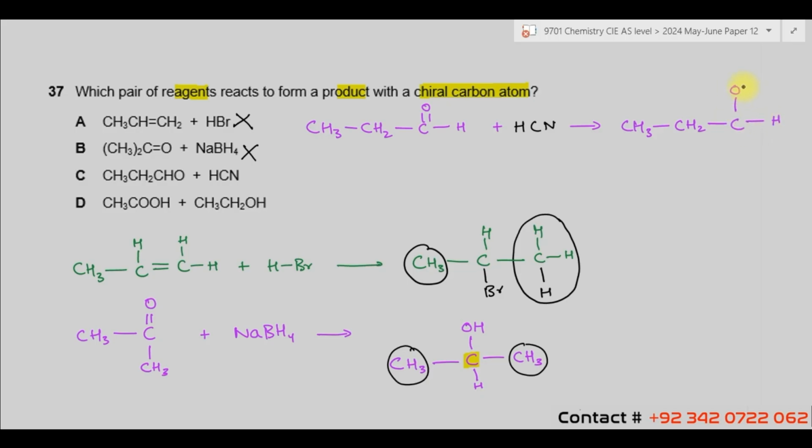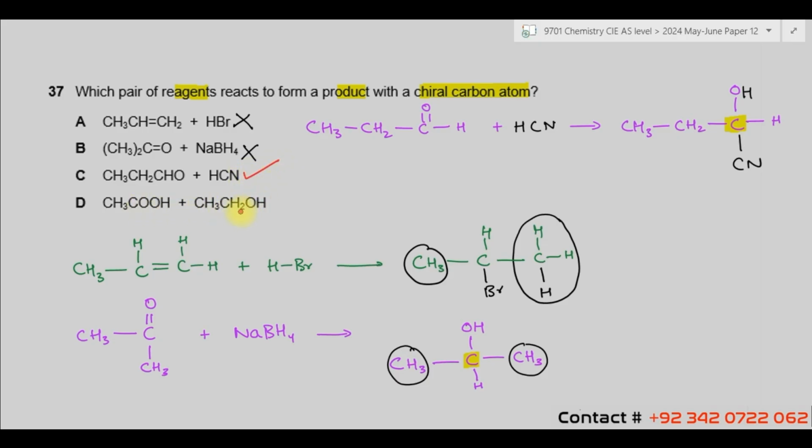So we have OH and CN. Let's look at this carbon. So it is attached to OH, hydrogen, CN and ethyl. So all four sides are different. So this could be the correct option.